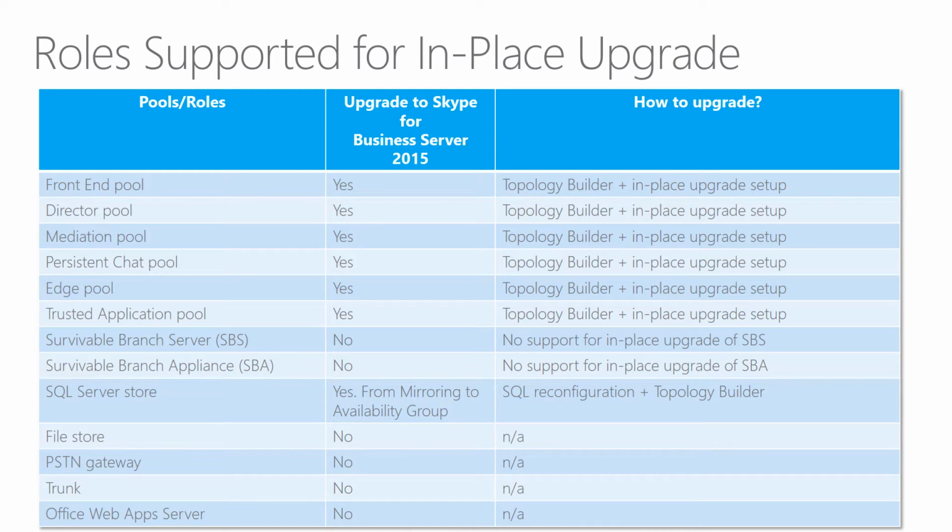So which server roles are supported for an in-place upgrade? As you can see from the following slide, all of the core server roles are supported for in-place upgrade, including front-end pools, mediation pools, and edge pools. It's also worth noting that the SQL Server backend stores also support in-place upgrade. Also of note is the fact that survivable branch servers and survivable branch appliances do not support in-place upgrade.